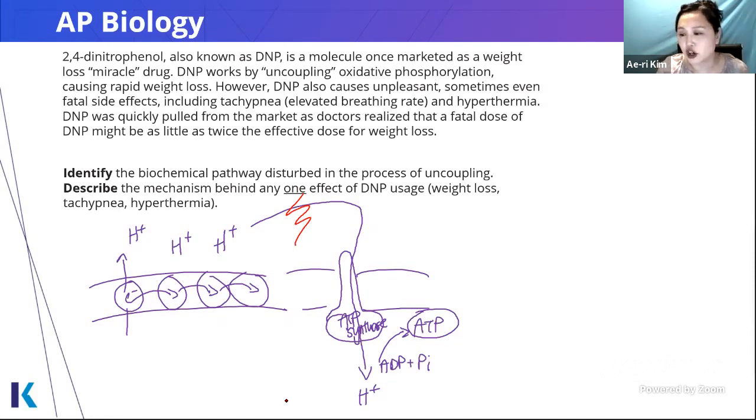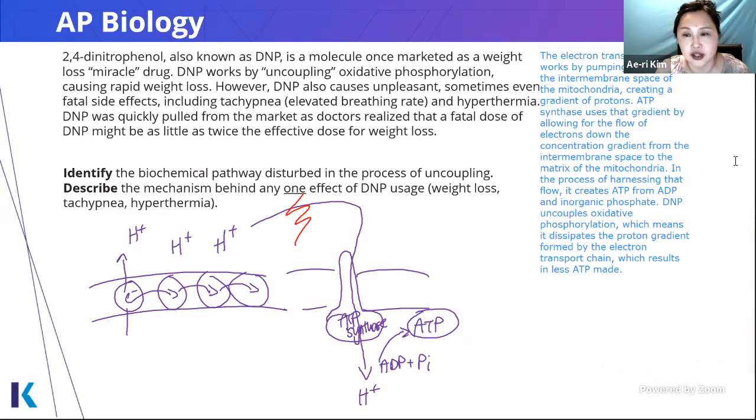So in terms of a correct answer for this first part, this is, again, probably way more comprehensive than you need. But again, you can use it as reference later on. It talks about the ETC creating the gradient, the ATP synthase allowing that gradient to flow down, generating the ATP. And if you uncouple it, it means it's dissipating the proton gradient, which results in less ATP made.